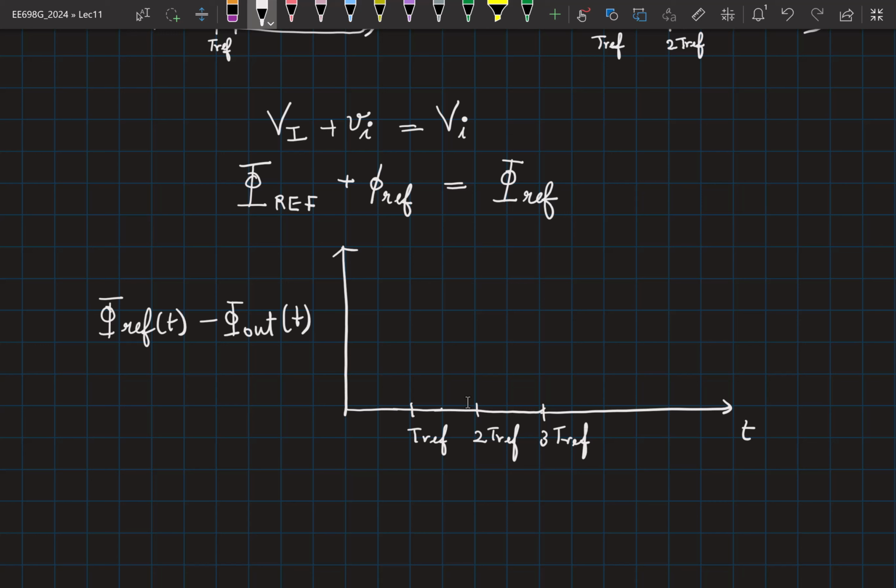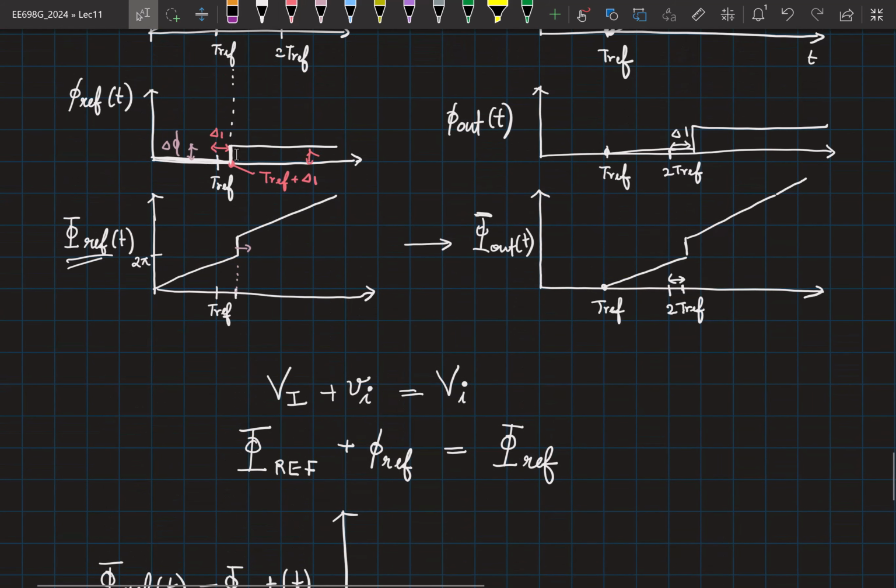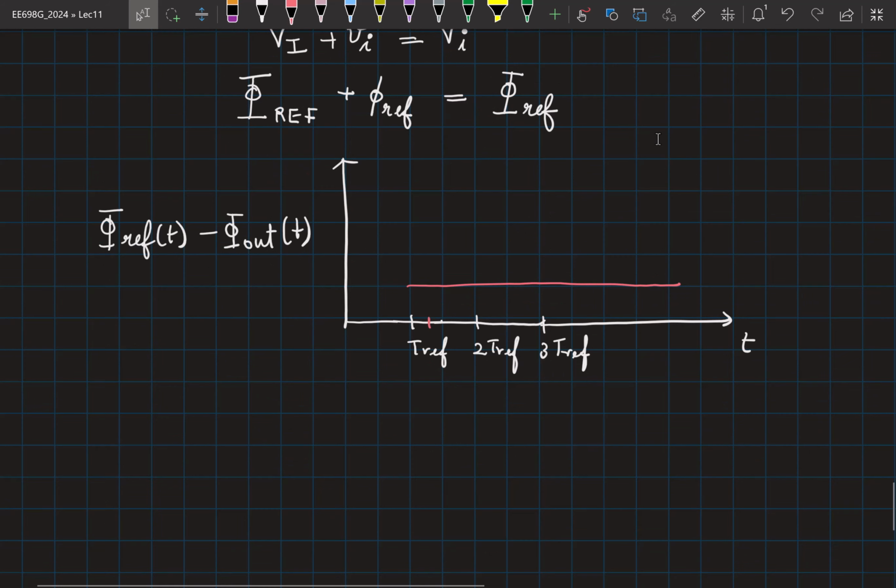So the DC point, the operating point, would have been a constant 2 pi, right? At t ref plus delta 1, your phi ref of t has a step. Phi out of t has a step at 2 t ref plus delta 1. So you would see that at t ref plus delta 1, you have a step, and because phi out of t also sees a step at 2 t ref plus delta 1, it comes down. So the total signal will now look like this. This is okay? Summation of both.